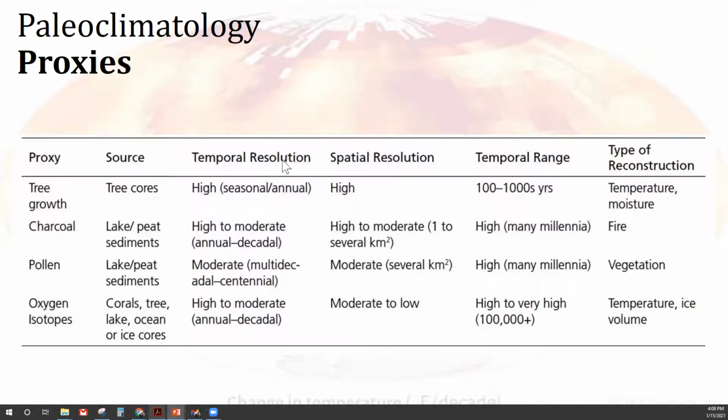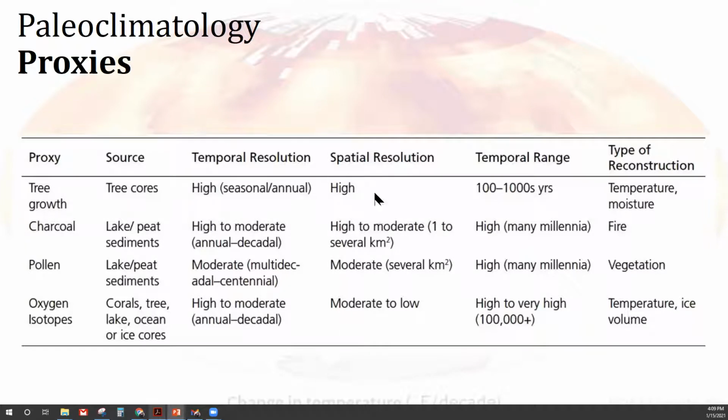or what is that resolution, right? So how much can you infer from a single sample? Can you infer multi-years, or does it need to be multi-decades? And then the spatial resolution as well, like how specific is it to the place that it's found?